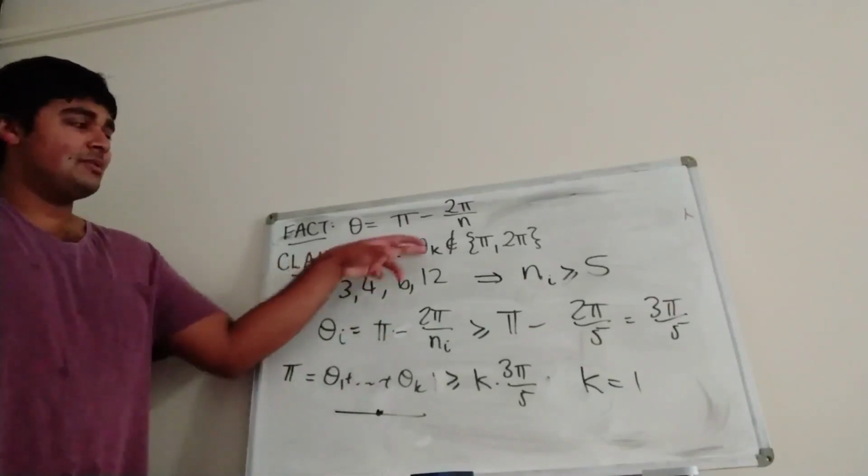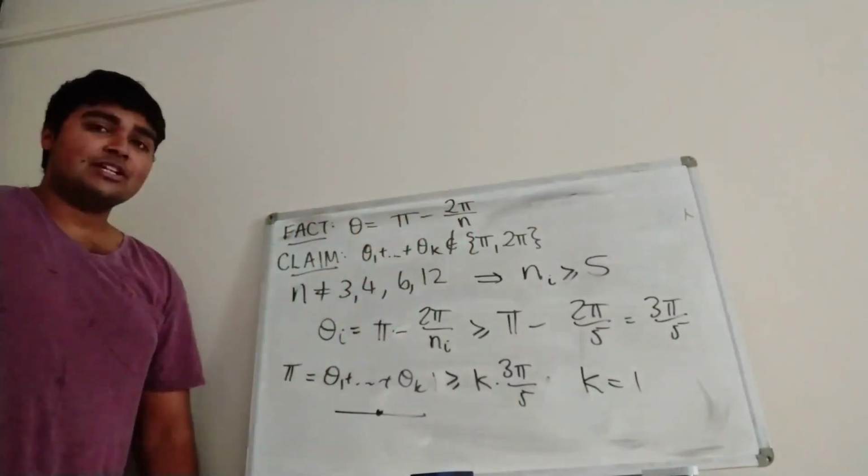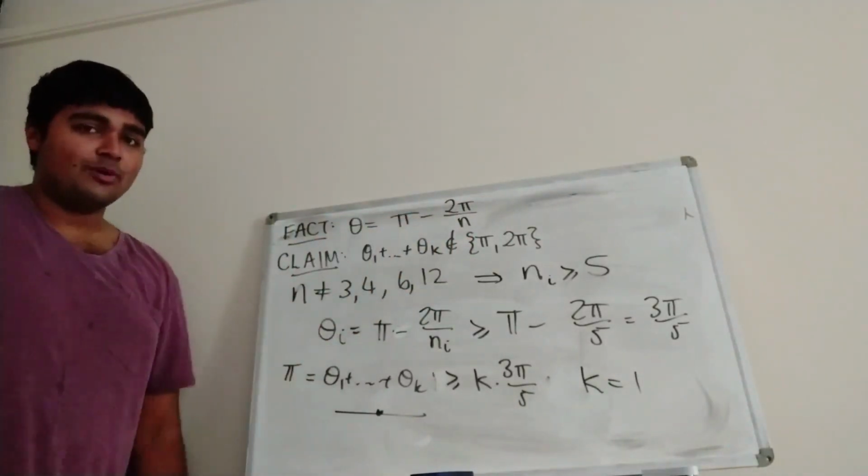So that deals with the case of theta_1 plus all the way up to theta_k being equal to pi. Now we're going to show, using a similar argument, that it can't be equal to 2 pi as well.